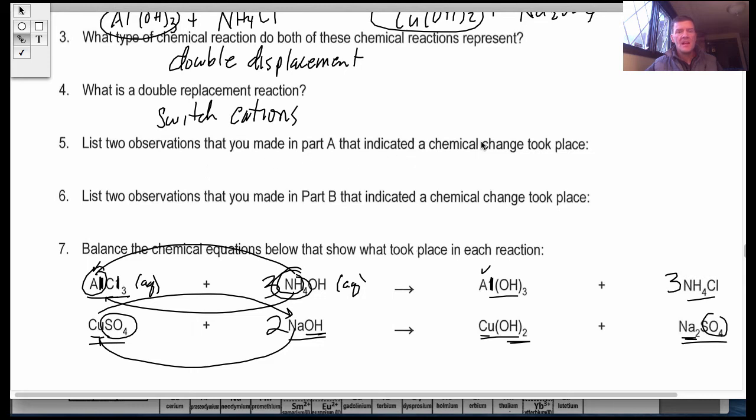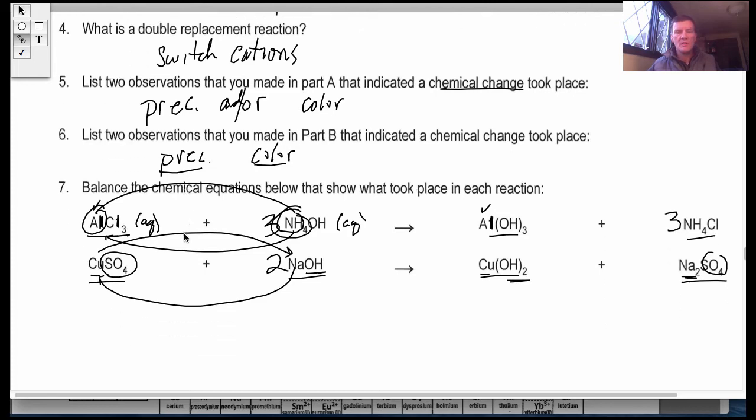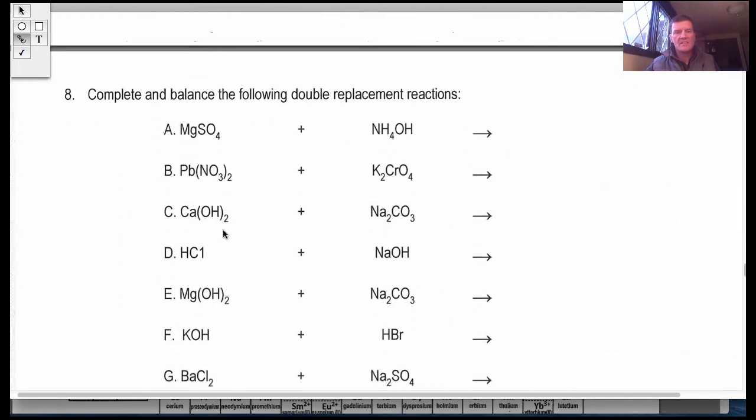Okay? And indications that a chemical change took place, well, most likely we're going to see a precipitate and/or a color change. Those are possibilities there. Okay? Same thing here, precipitate, color change. Those are some ideas that you would be looking for, indications that a chemical reaction is taking place.